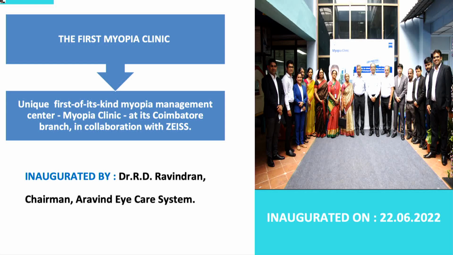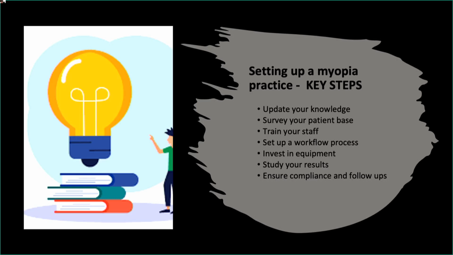The first myopia clinic was established in June 22 in Aravind, Coimbatore, and at that point it was the first of its kind center in Coimbatore. When we set it up, there were no clear guidelines at that point, in 21, 22. So we had to update our knowledge and survey the patient base: once we set up a clinic, how many patients are going to come, train your staff, set up the workflow, invest in some equipment, study the results and ensure compliance. I think these will be the common steps for everyone.